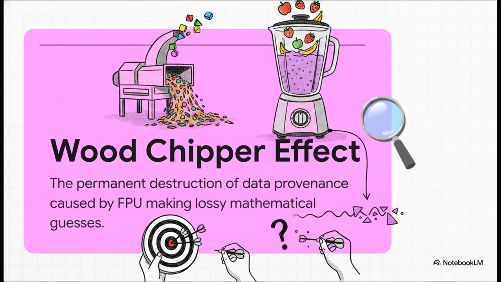When your hardware is just guessing the math, the exact path of your data, its provenance, is permanently destroyed. Think of it exactly like throwing your data into a fruit smoothie. You might know what fruits you tossed into the blender at the start, but you can never, ever reverse engineer that smoothie back into its original, perfectly intact ingredients. The absolute truth of the data is just gone.